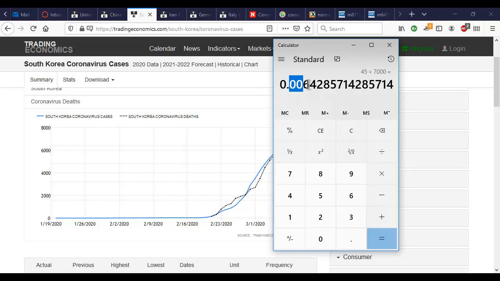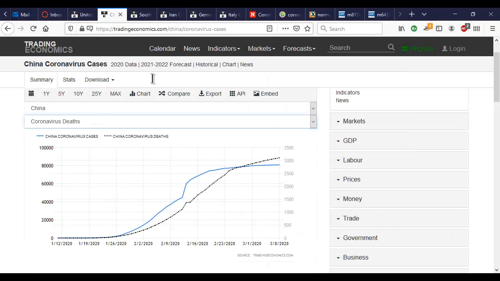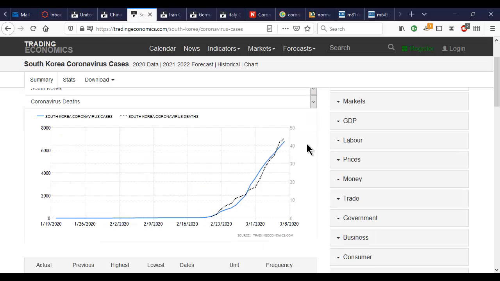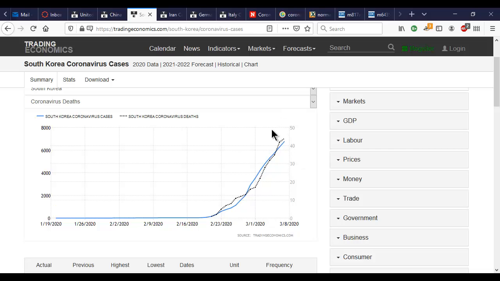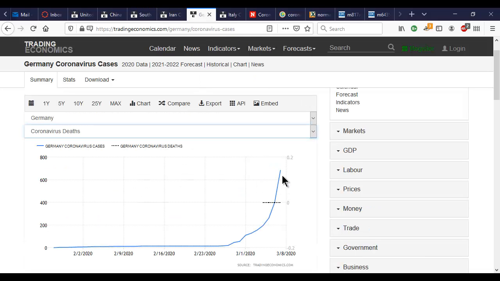So South Korea has a 0.6% death rate. So less than 1% death rate in South Korea, but as we saw, almost a 4% death rate in China. So that tells you the difference in the health system, a better healthcare system. South Korea is a richer country per person, of course, and they probably have a much better health system than China. And also the general health of the population. A less healthy population is more likely to die from a virus.